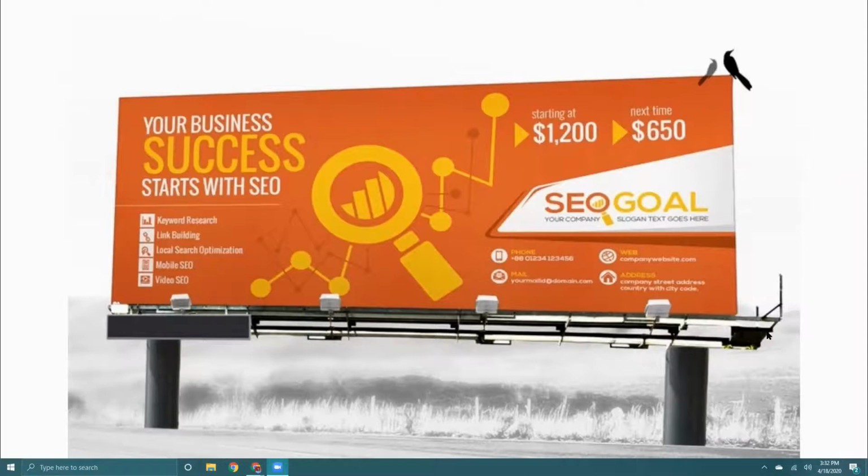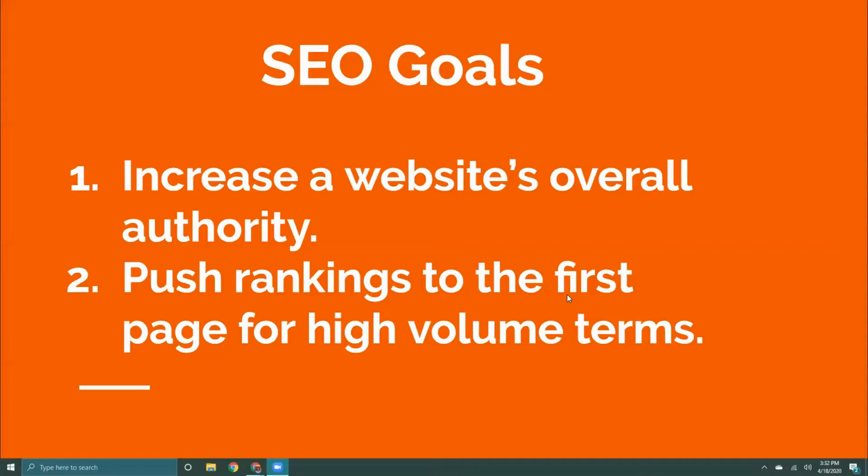It's empty. So just like you want to place your billboard along a good highway, you want to have SEO for your website so that you can get those organic leads online. The goal of SEO is basically to increase your website's overall authority. There are a number of methods that we use for that.